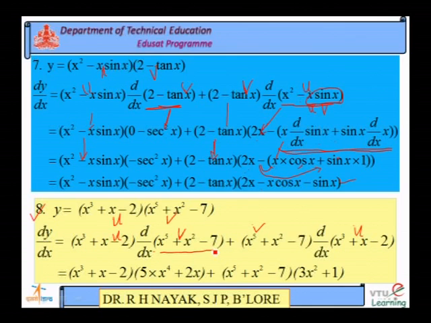Differentiation of x square, I have taken plus as it is, differentiation of x square is 2x. Minus of constant, differentiation of a constant is 0, I have not written it here, if you want you can write it, otherwise you leave it. Again this v is taken as it is, that is x to the power of 5 plus x square minus 7, then differentiate u. Differentiation of u: x cube gives 3x square, differentiation of x is 1, differentiation of minus 2 is 0.